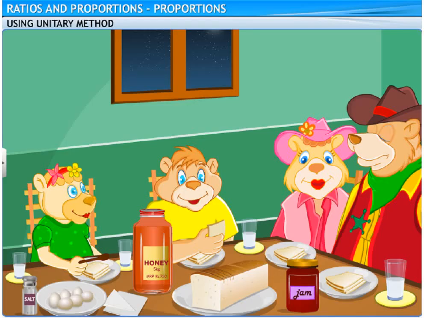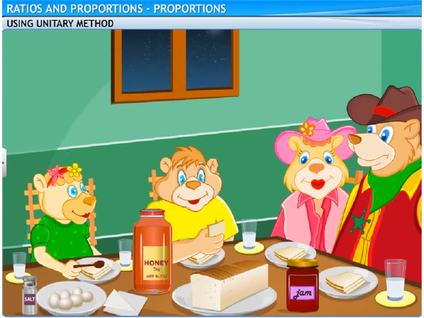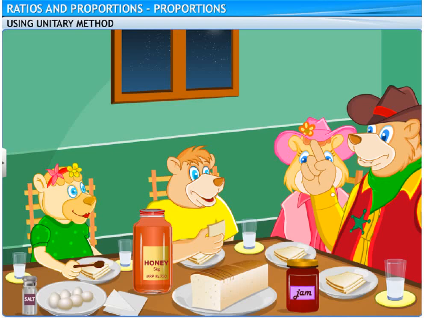Oh, I love honey. A spoonful a day keeps the doctor away. Yeah, right. What a reason to have honey. Dad, I want to gift a bottle of honey to my friend the panda. How much will a 2-kilogram bottle of honey cost? Well, what is the cost of this 5-kilogram bottle of honey? It is 750 rupees. Now, if we get to know the cost of 1 kilogram of honey, we will be able to calculate the cost of 2 kilograms of honey.